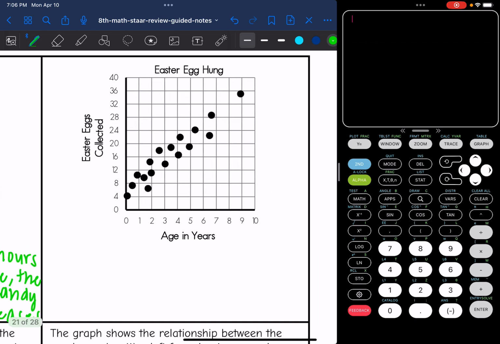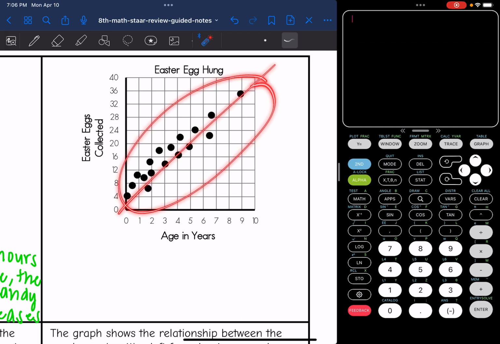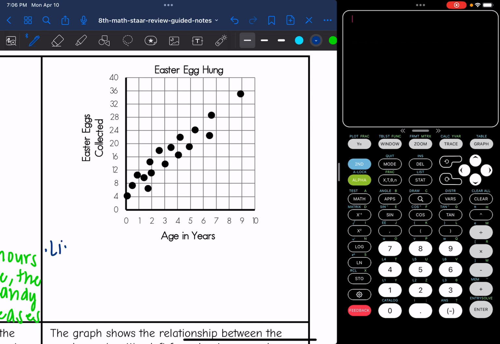Okay, let's look at the next one. This one looks linear. This is more in the shape of a line. And it is going up this time, so we would say that this has a positive association.